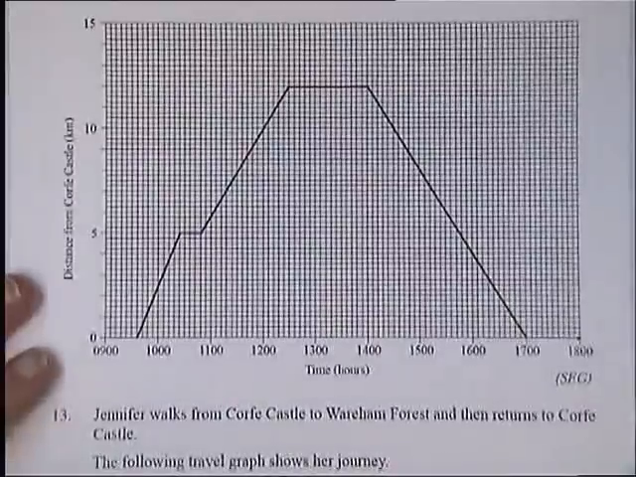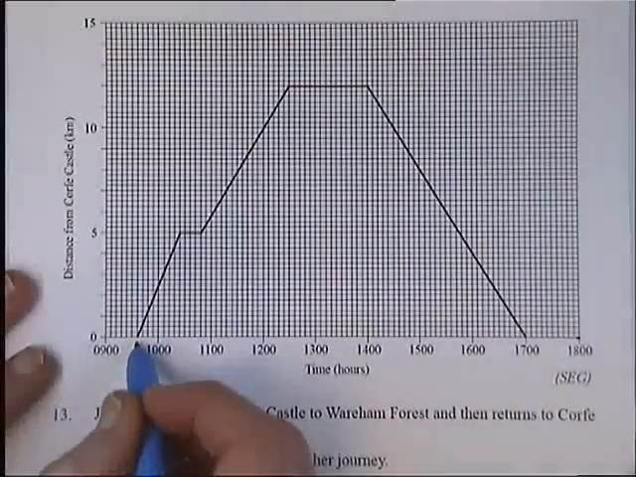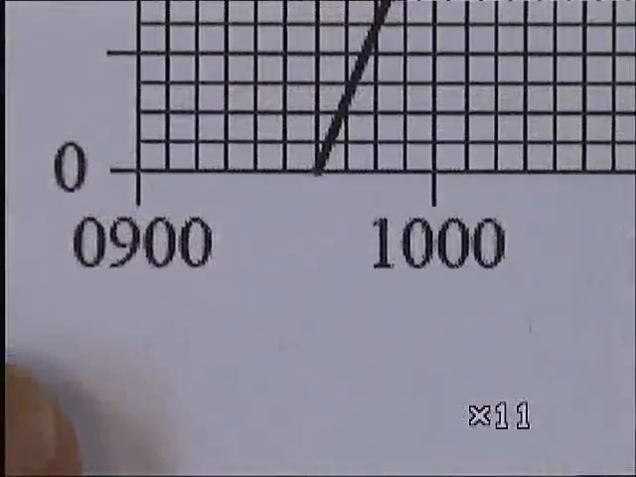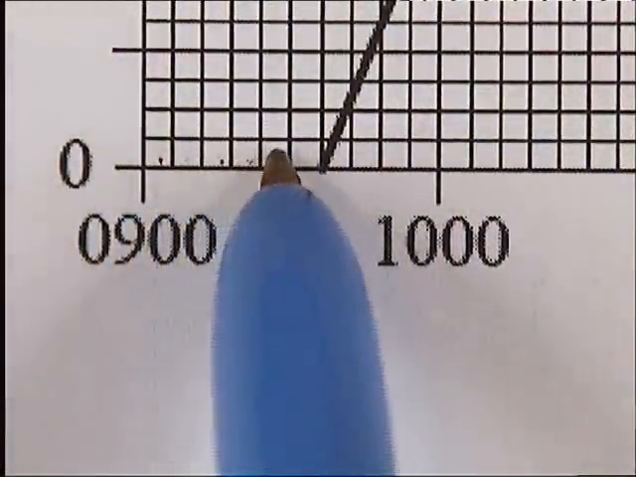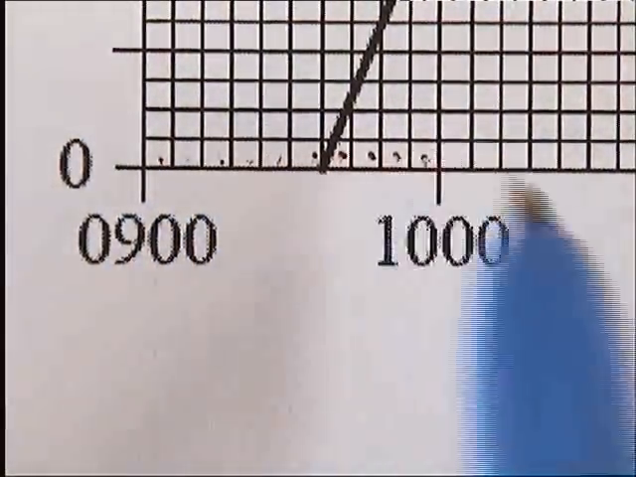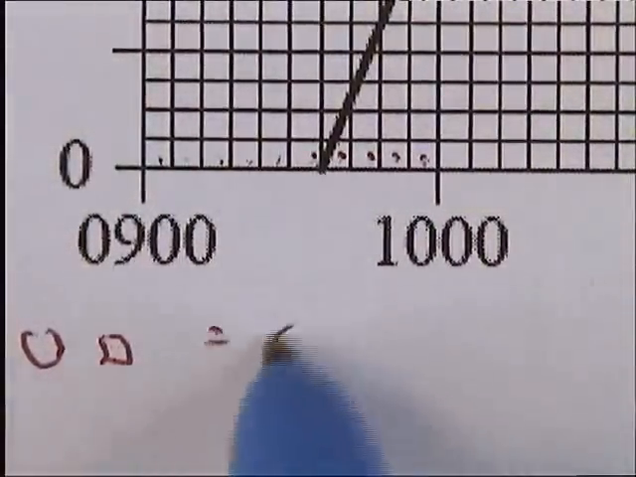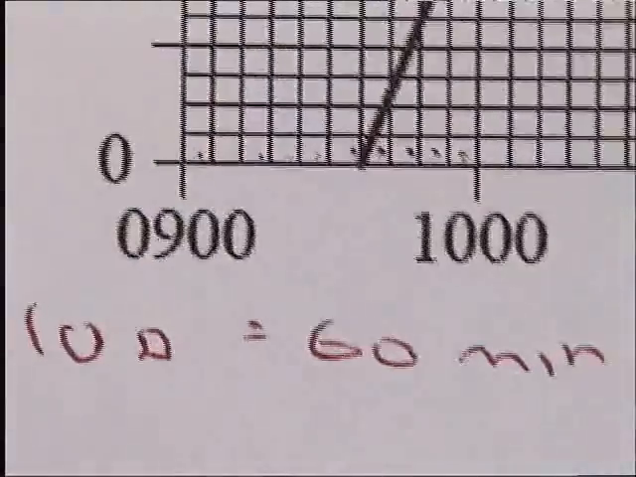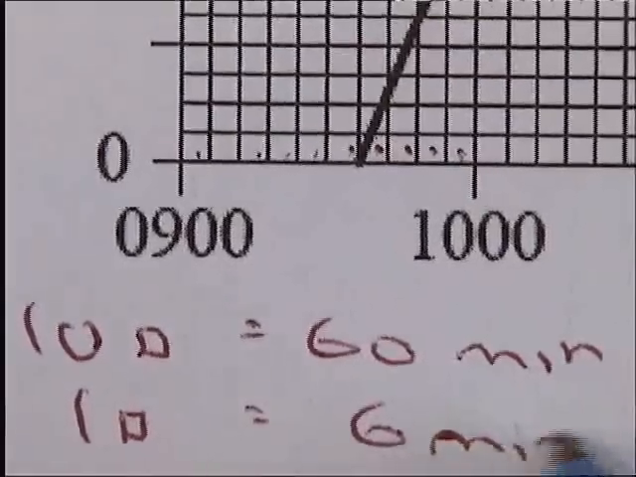So if we look at the questions we've got to answer. At what time did Jennifer leave Corfe Castle? Well, that is here. This is the start of the journey. I'm going to zoom in on this. Between 9 o'clock and 10 o'clock there are 10 little squares. So 10 squares equals 60 minutes, because that's 1 hour from there to there. That means that every one little square must be worth 6 minutes.